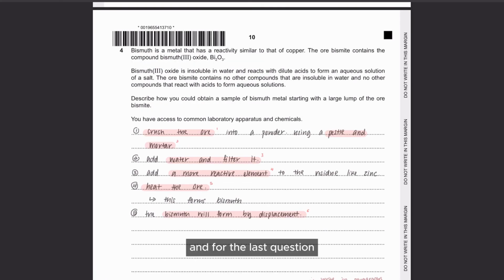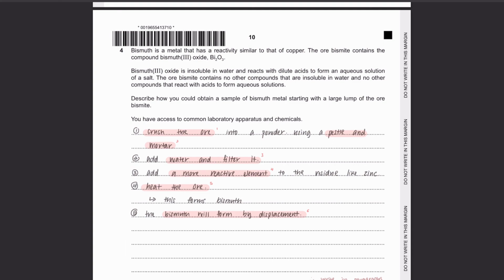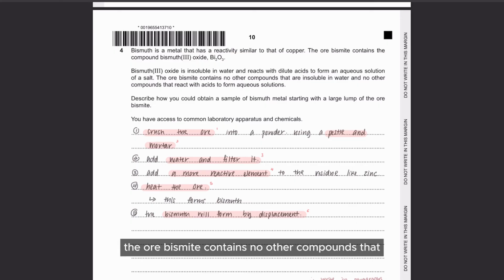And for the last question, bismuth is a metal that has a reactivity similar to that of copper. The ore bismuth contains the compound bismuth(III) oxide. Bismuth(III) oxide is insoluble in water and reacts with dilute acids to form an aqueous solution of a salt. The ore bismuth contains no other compounds that are insoluble in water and no other compounds that react with acids to form aqueous solutions. Describe how you could obtain a sample of bismuth metal starting with a large lump of the ore bismuth. You have access to common lab apparatus and chemicals.